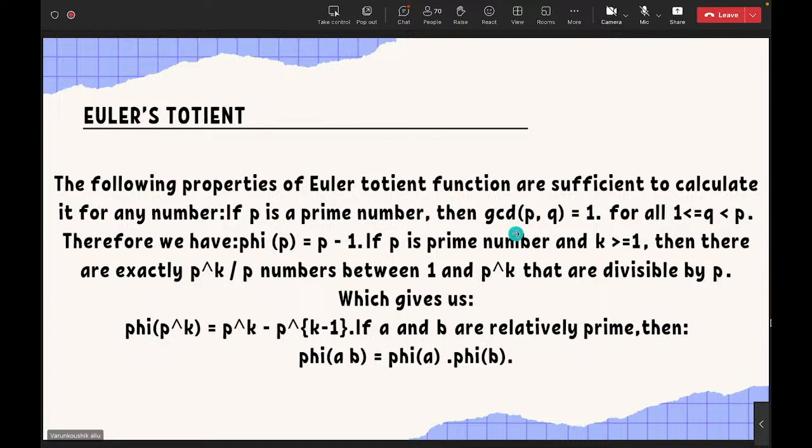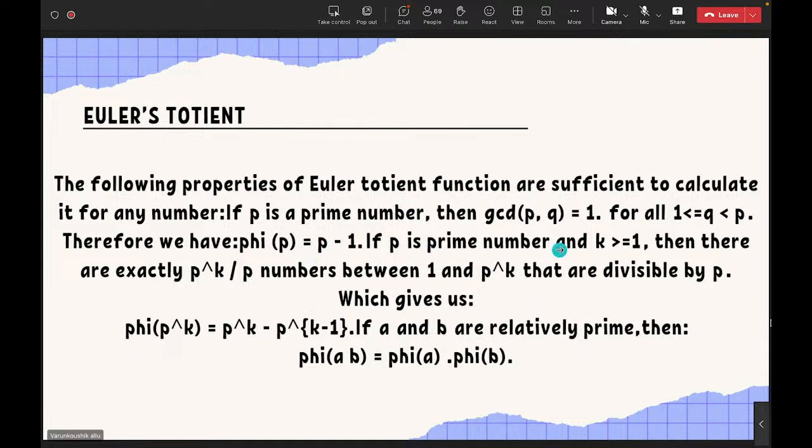If it's greater than P, let's say P is 3 but Q is 6, the GCD cannot be 1, right? If it's less than P, it can be 1. That's what 1 less than or equal to Q less than P indicates. So we have phi of P is P minus 1. Makes sense? From 1 to P minus 1, all of them will be co-prime to P. That means phi of P will be P minus 1.